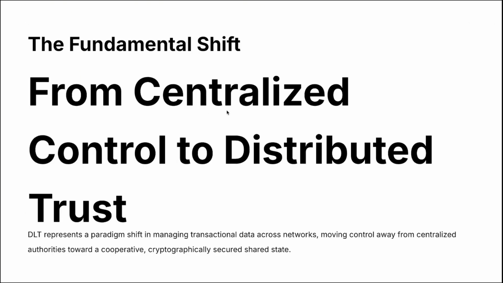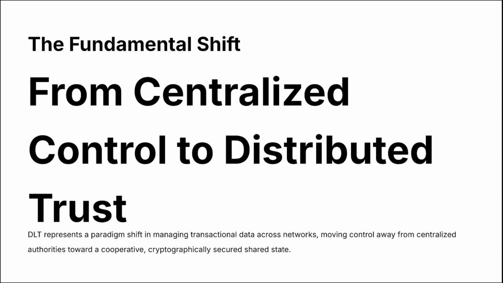All right, let's start with this essential, I would say, fundamental. What we are looking at here is a major transformation in how transactional data is handled across networks. Classically, most businesses and companies relied on central authorities like banks, corporations, or government bodies to manage, verify, and store data. They were the single source of truth, and trust was placed in them to maintain the integrity of that data. But distributed ledger technology, or DLT, flips the model.